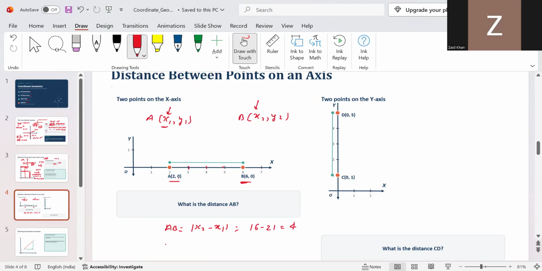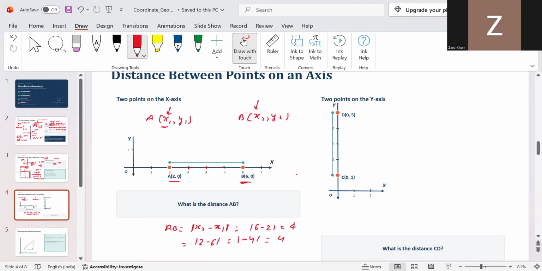Okay, and done. Why did I use this one? Either you can use x1 minus x2, not a problem. If you say 2 minus 6, this is minus 4. At the end, distance cannot be negative, so this modulus sign means the positive number.